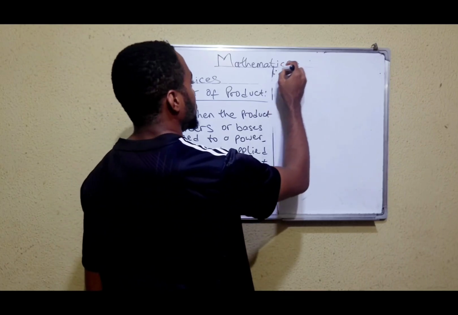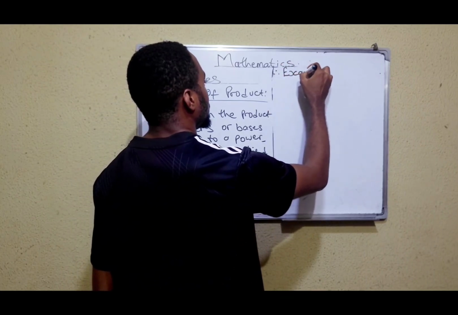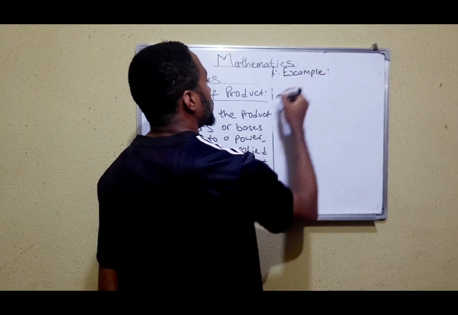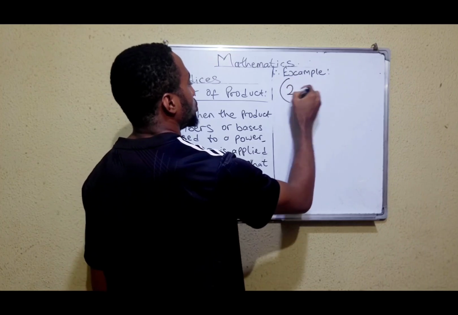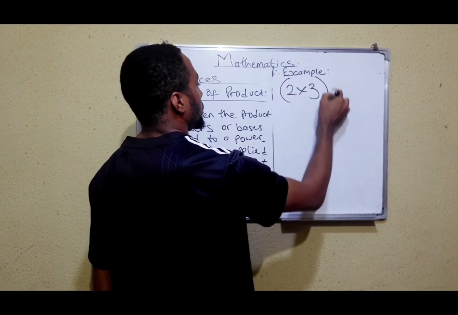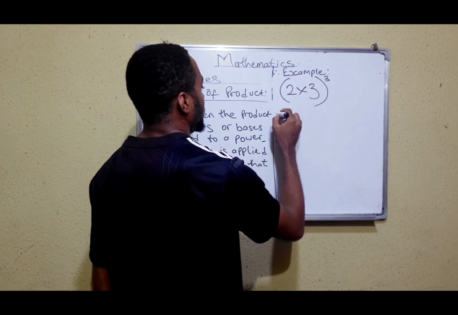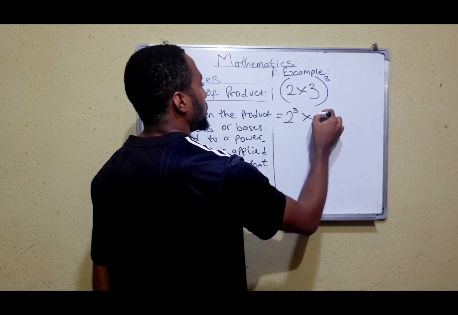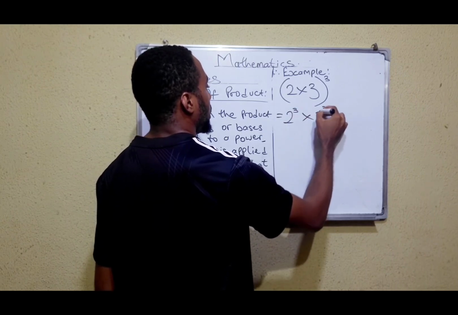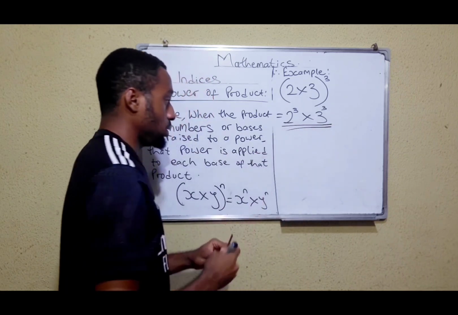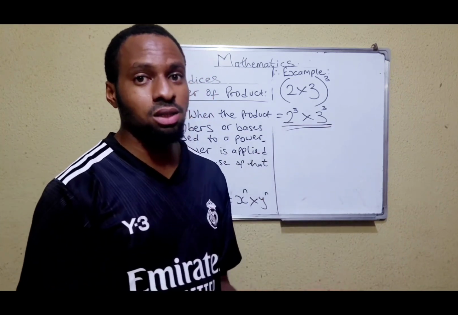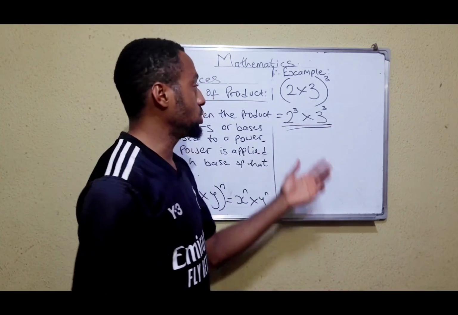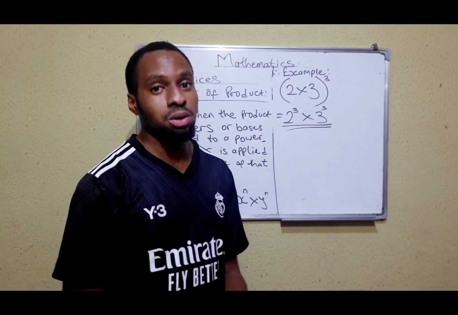Let's quickly do one example. So let's assume we have (2 multiplied by 3) raised to the power of 3. This becomes 2 raised to the power of 3 times 3 raised to the power of 3. Yes, you can leave your answer like this in index form, or if you're asked to go on and simplify, you can as well simplify it.